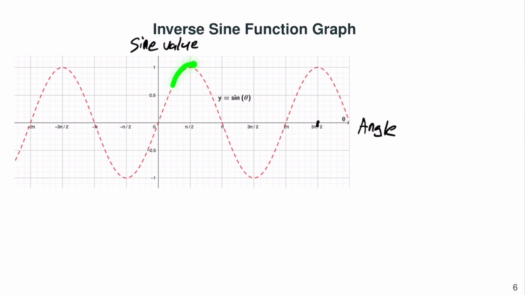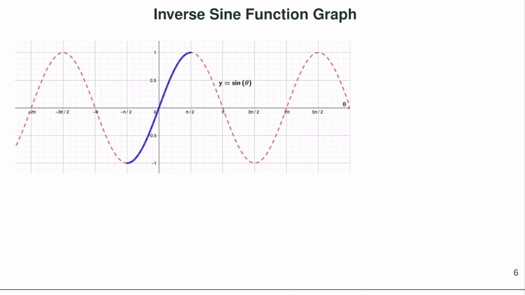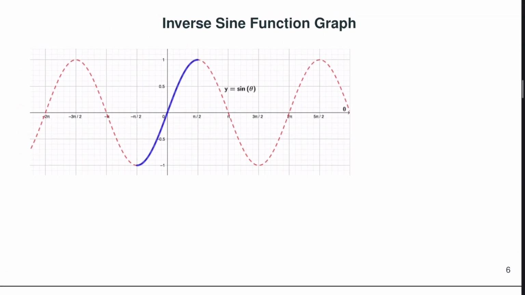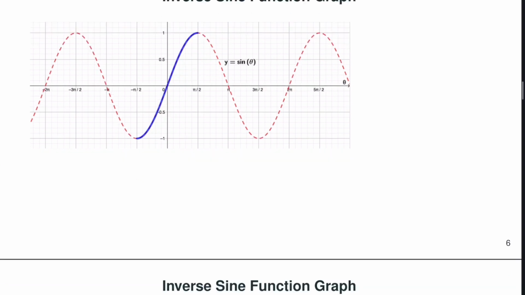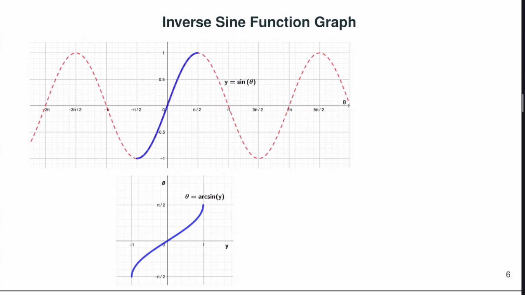So we look at only this section of the graph for sine before we invert it, this blue part right here. We invert this. Okay, let me go to the next page and make it clear. Here we have theta. This angle is the x-axis. The y-axis is the sine value. So we invert this portion of the graph.